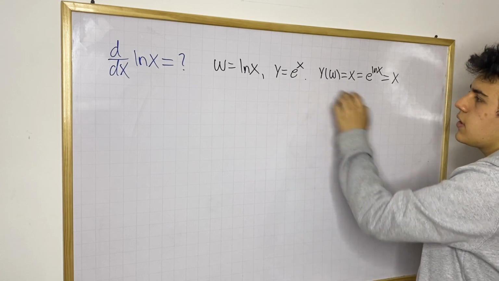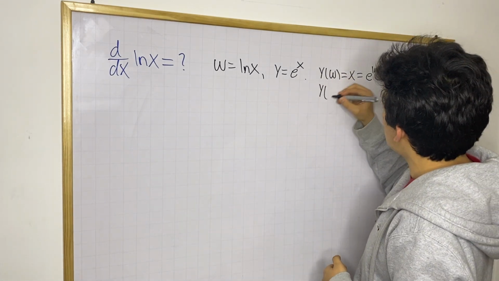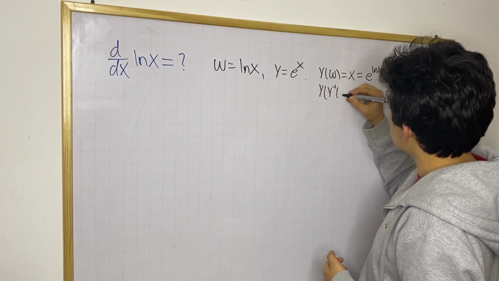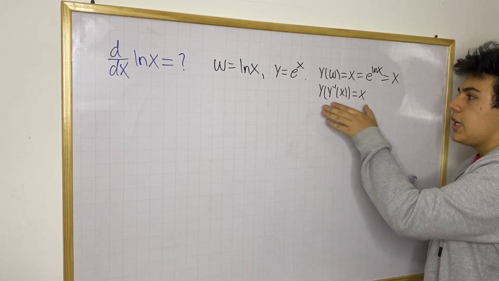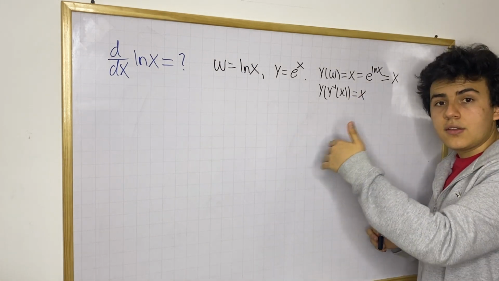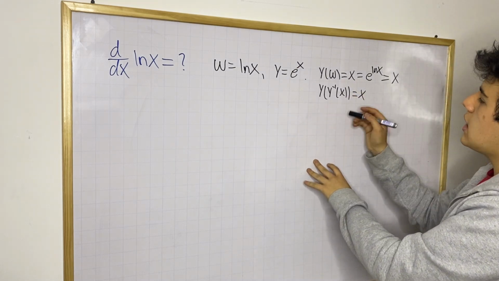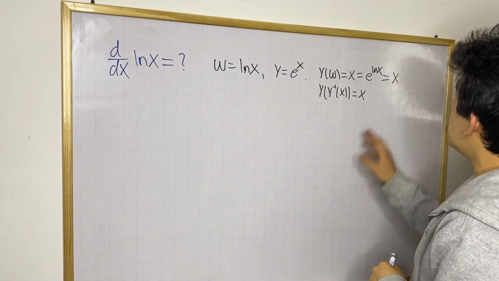Basically, in another notation that you might be more used to, this is y evaluated at y to the minus 1 of x, and this is equal to x, okay? This is a relationship that you can express through an equation, and that is going to be very important because we are going to differentiate this equation to find the derivative of ln x, okay? So what we're going to do is the following.